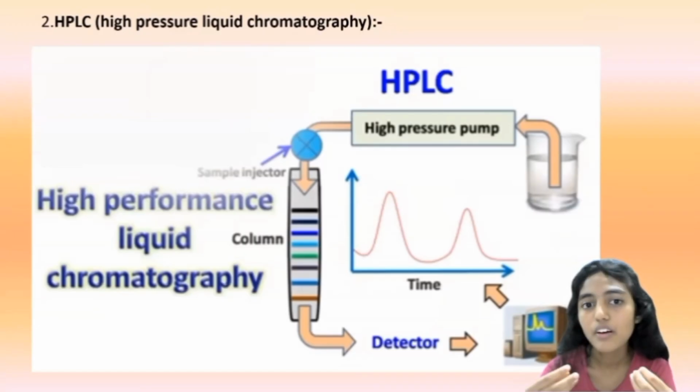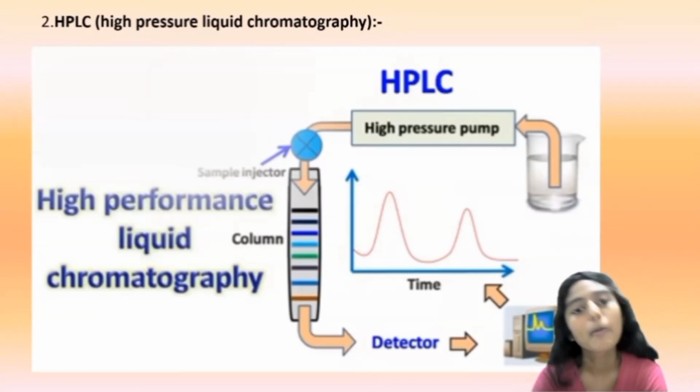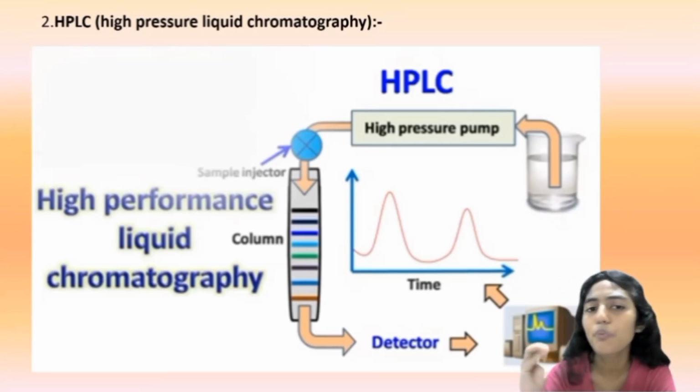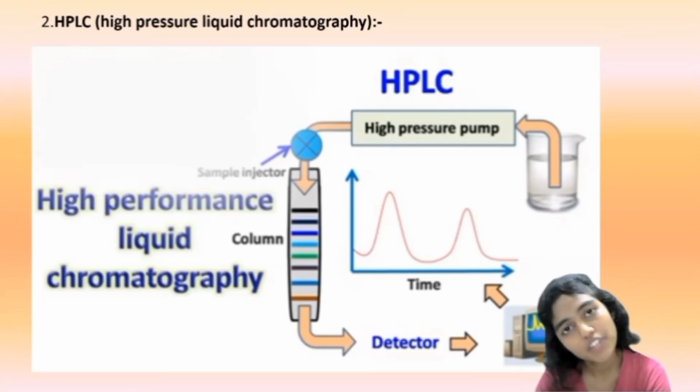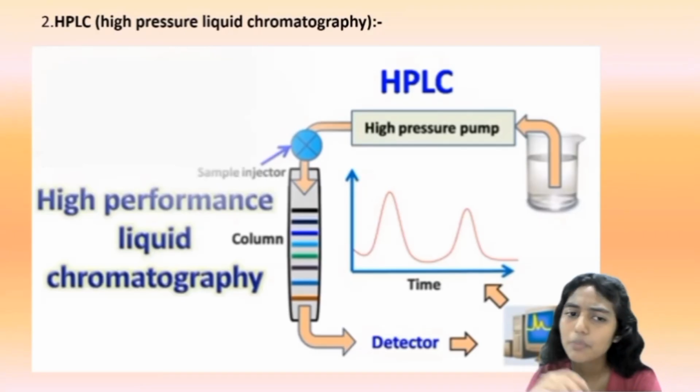So what is going to happen? The high pressure pump will become active. It will force the solvent into the column. Along with that, the sample injector is going to pour our sample inside that column. But how will we come to know whether the sample has been poured or not? So the detector comes into action. It will detect whether a sample is poured in it or not.